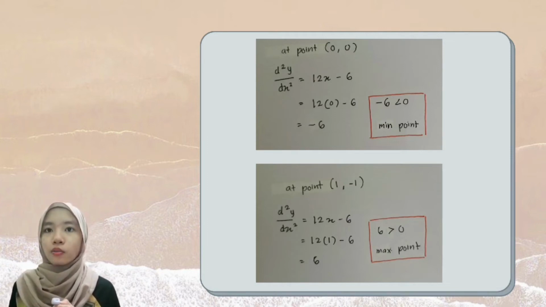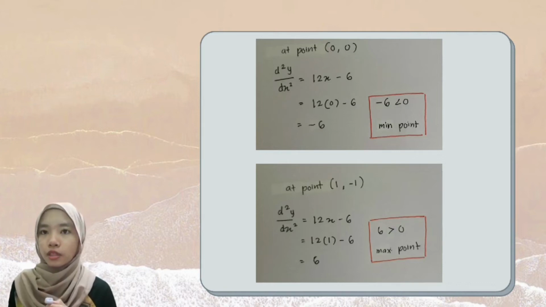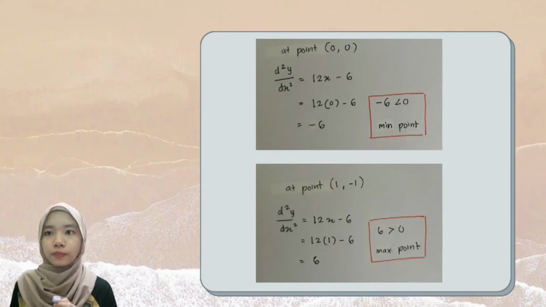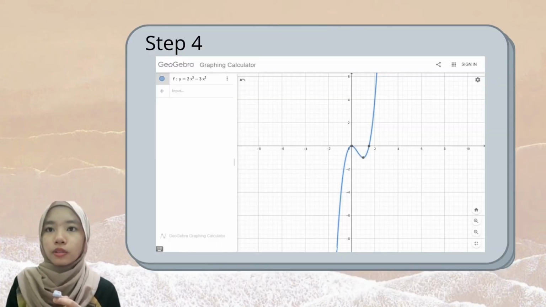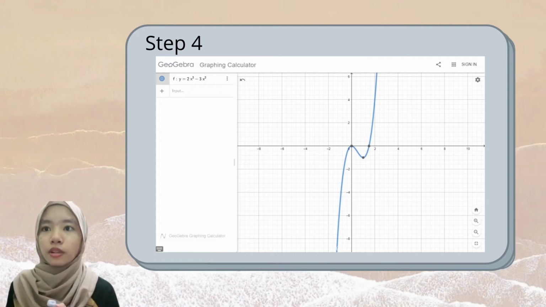Next, d squared y divided by dx squared equals 12 times 1 minus 6? The answer is 6. It will be a maximum point. So when we sketch the curve, it will look like this. This is the curve for y equals 2x cubed minus 3x squared. There are stationary points here, x value 0, y value 0, and x value 1, y value negative 1.